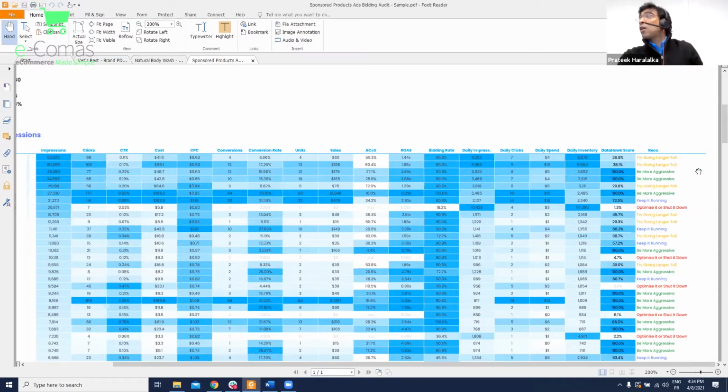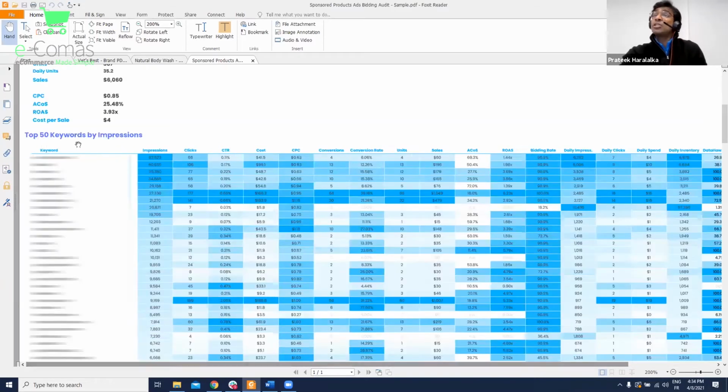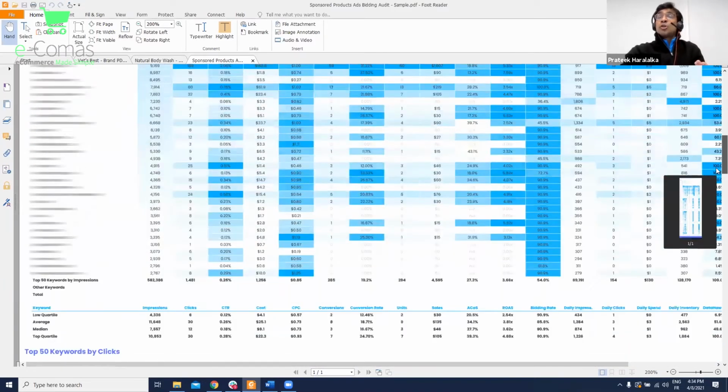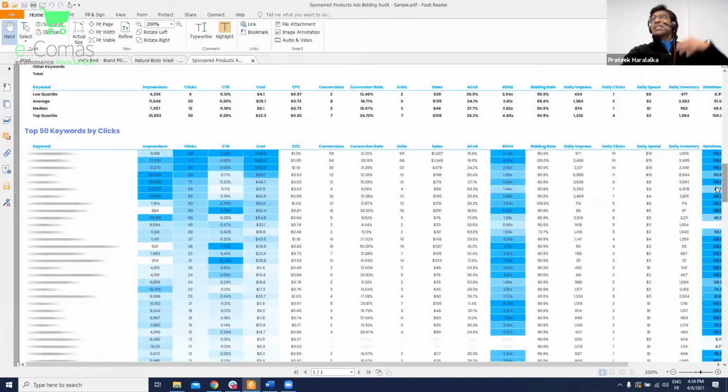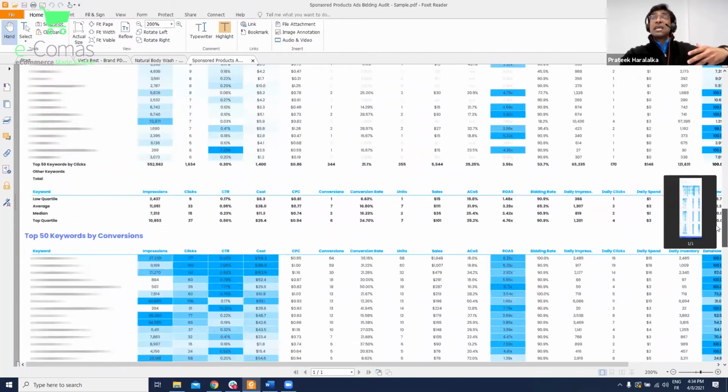And which is why we've got all kinds of recommendations here. Keep it running, optimize it, or shut it down, because this one has no ROAS, right? There's another one here, optimize. And again, this is just one leaderboard, which is top 50 keywords by impressions. You have things like top 50 keywords by clicks, and there's a bunch of leaderboards in here. Top 50 keywords by conversions and ROAS.